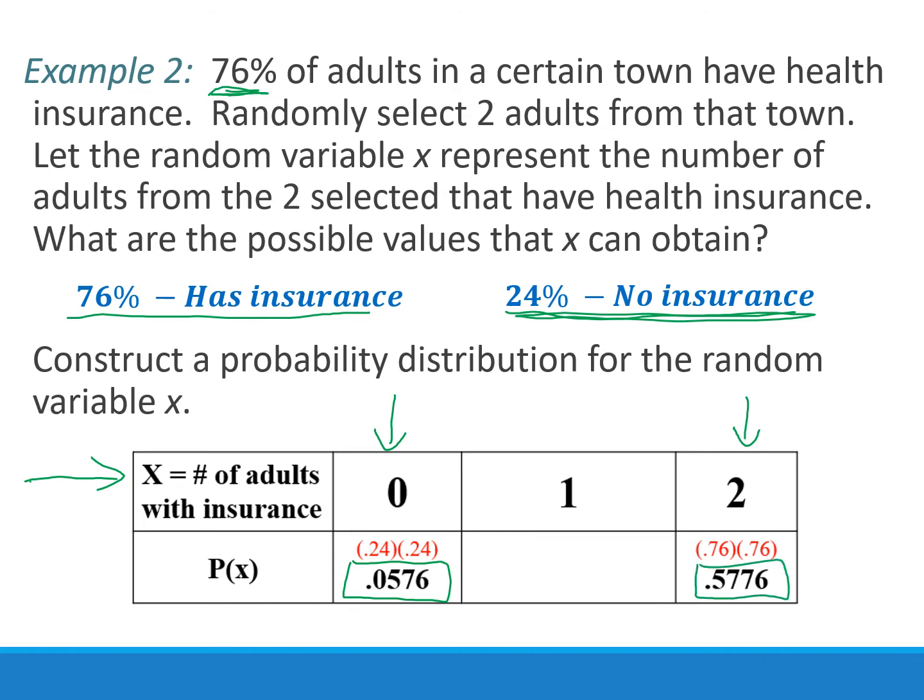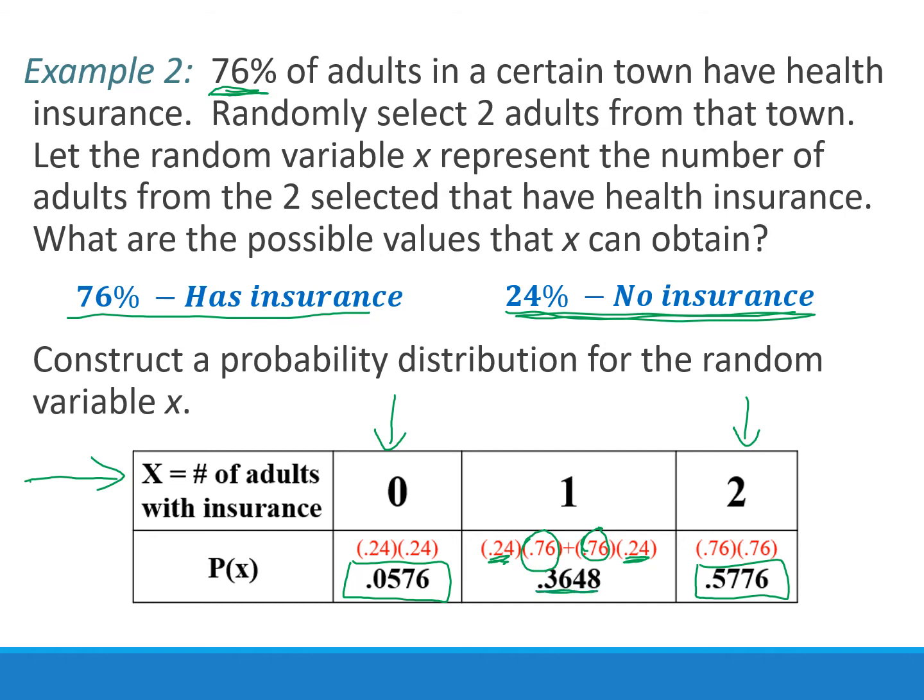The one in the middle is the hard one because we can pick someone who doesn't have insurance followed by someone who does, or we could do it in the opposite order. Pick the person who has insurance first and then someone who doesn't have it. Okay, it's an "or" problem. We do each of those, we add them together to get this final probability.